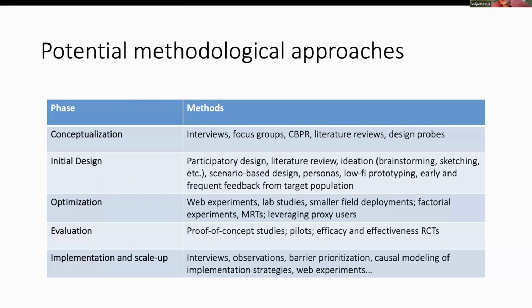So unearthing barriers, doing barrier prioritization, modeling how different implementation strategies are actually addressing different barriers, and so on. But again, the idea here is to try to understand what set of implementation strategies need to be used in order to maximize the likelihood that this intervention can be effectively implemented in the real world. So that's the broad overview of both the phases, as well as the kinds of questions and the methods that might address those questions.